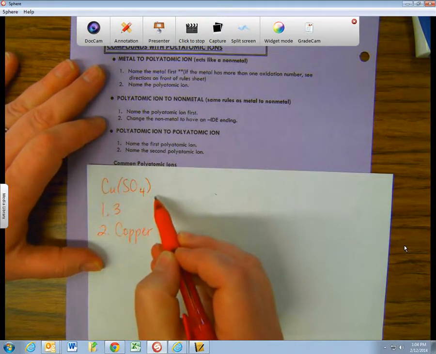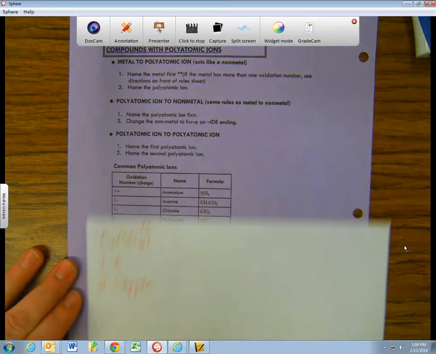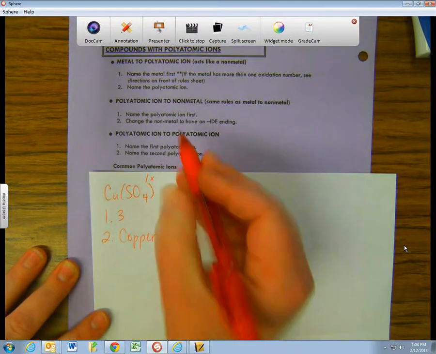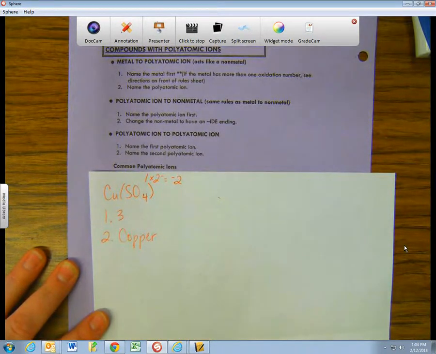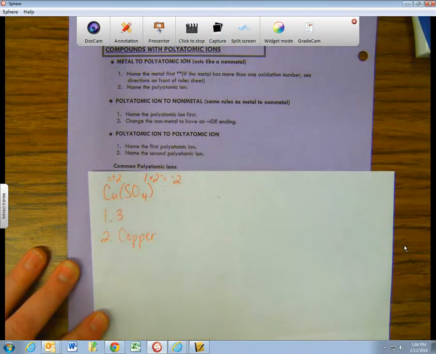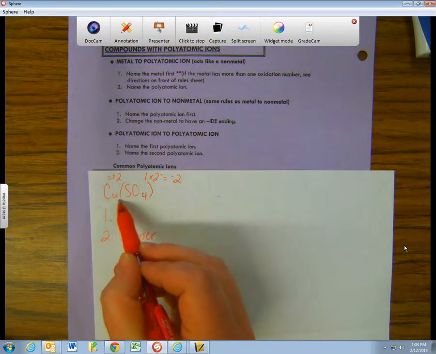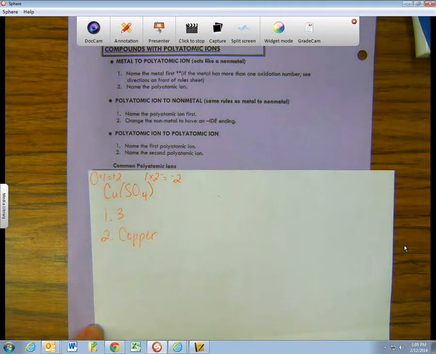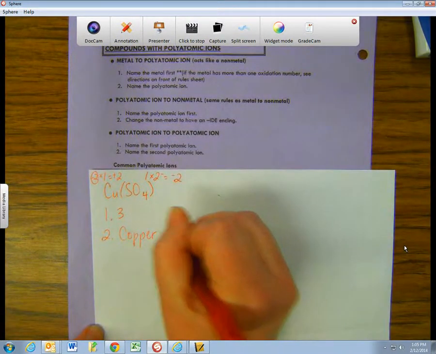Sulfate has an oxidation number of 2-. So I've got -2 coming from sulfate. I need +2 coming from copper in order to balance this compound. So how many coppers do I have here? I don't have a subscript down here, so that means I have only 1. And what times 1 equals +2? 2. So I have copper(II) sulfate. And you're done. So that is naming compounds with polyatomic ions.